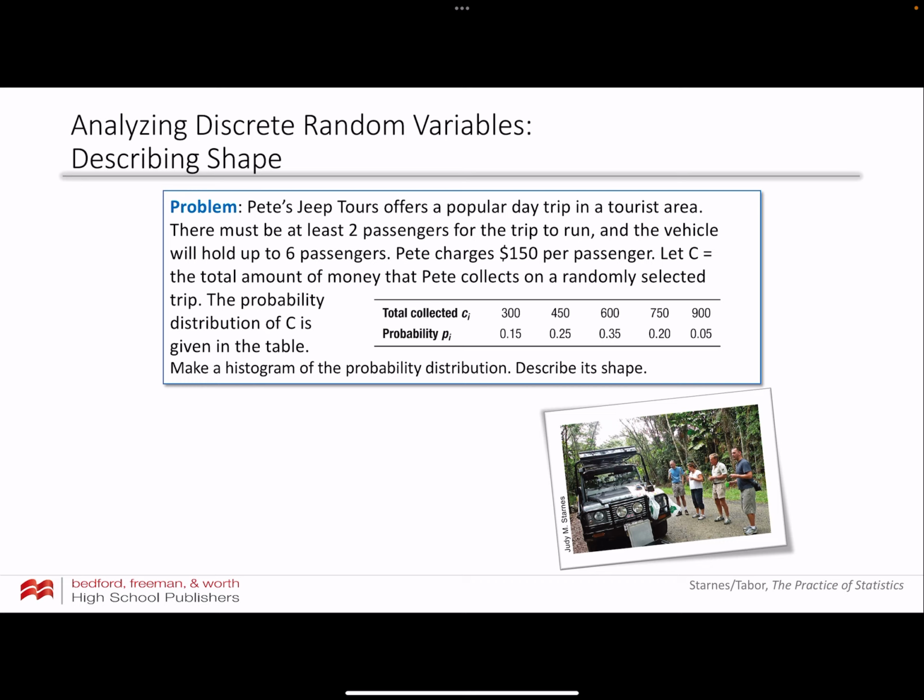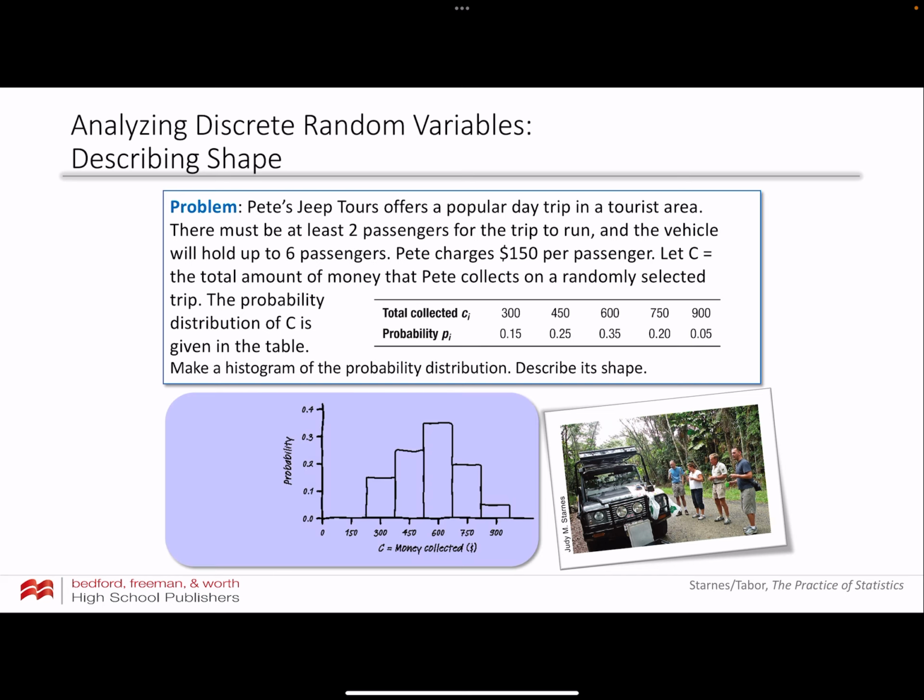He can collect $300, $450, $600, $750, or $900, depending on how many passengers are on the trip. And he collects each amount with the probabilities given, right? So we're going to make a histogram of the probability distribution. If I were to do this by hand, the variable, in this case C, goes on the X-axis, and the probabilities go on the Y-axis, right?